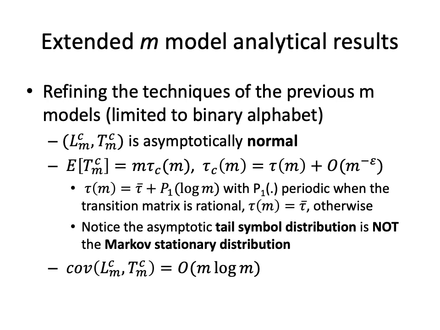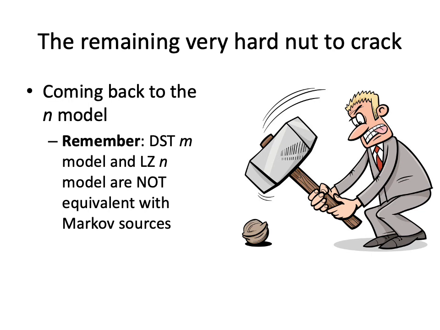Here, we got a result that we claim, but cannot yet establish for Lempel-Ziv: in the Markovian DST, the tail symbol is not equivalent to the Markov stationary distribution. The reason is that when you cut off the sequence in the digital search tree, the cutoff is not made at random. The sequence is cut at the position where it leaves the tree. And the convergence is in m log m. Now we have gone as far as we could go with the M model. Now we have to attack the last part of the work, which is coming back to the Lempel-Ziv N model.